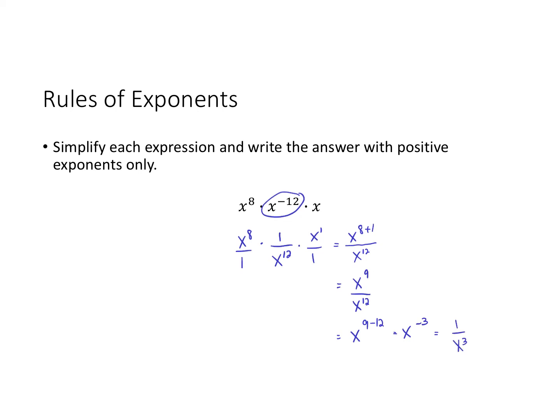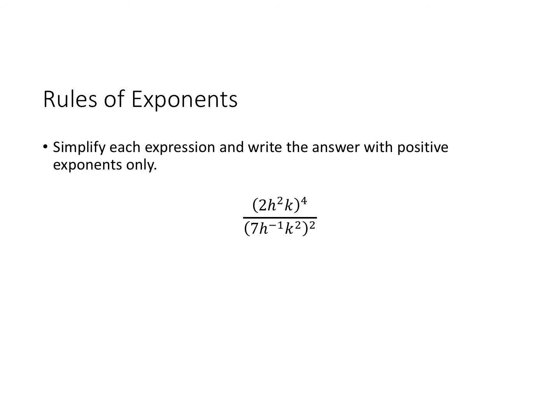Okay, one more example. So let's look at one last example. Here we want to simplify the expression using only positive exponents. So first thing that we're going to do here is apply the power rule. So we're going to apply the power rule by raising 2 to the 4th power, h to the 2nd power times 4, and then k to the 4th power. And then in the denominator, we're going to do the same thing. We're going to apply the power rule and apply that 2nd power to every single term inside parentheses. So let's go ahead and write that down and see what that looks like.